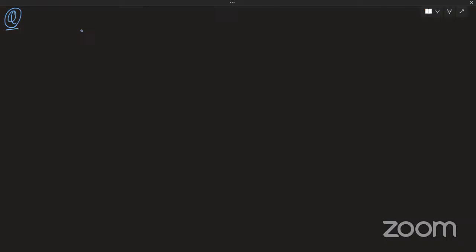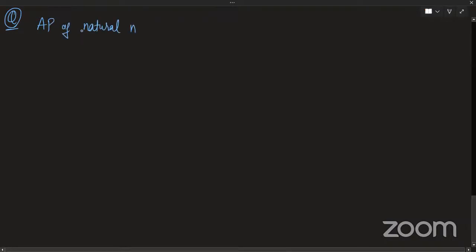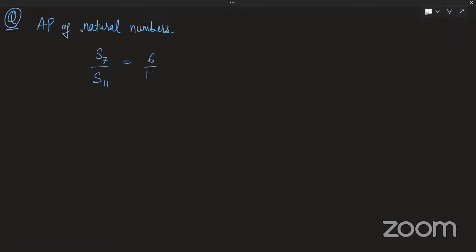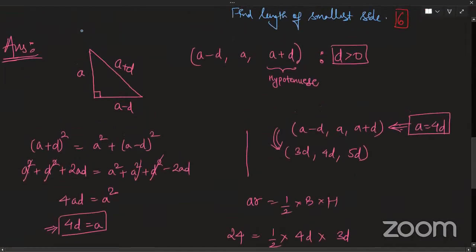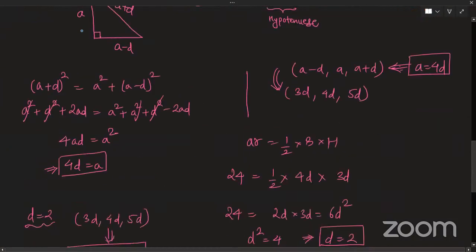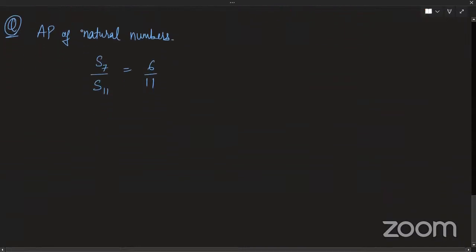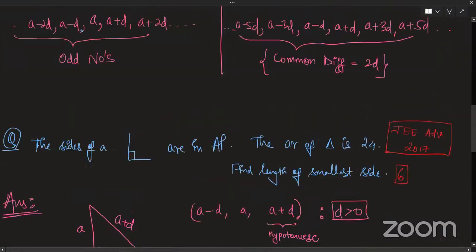So what is happening is I have an arithmetic progression of natural numbers, where all terms are natural numbers. So the ratio of the sum of the first 7 terms to the first 11 terms is 6 by 11.